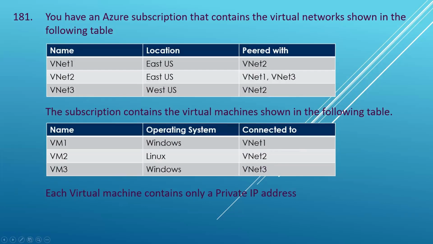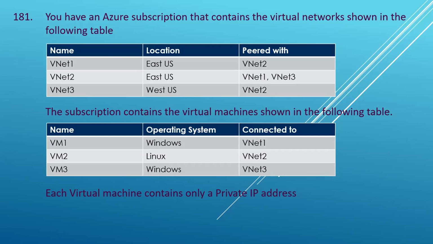Question number 181. You have an Azure subscription that contains the virtual networks shown in the following table. You have 3 virtual networks named VNet1, VNet2, and VNet3. The location of VNet1 and VNet2 is East US and VNet3 is hosted in West US. VNet1 is peered with VNet2, VNet2 is peered with VNet1 and VNet3, VNet3 is peered with VNet2.